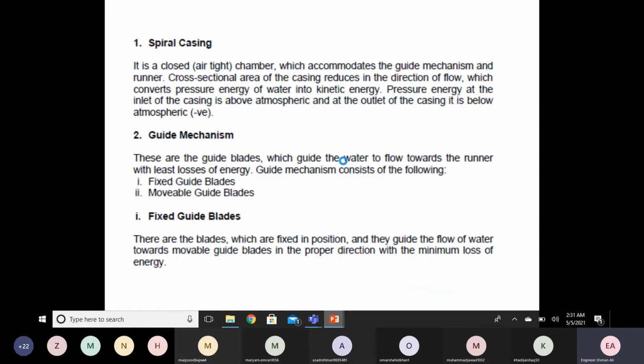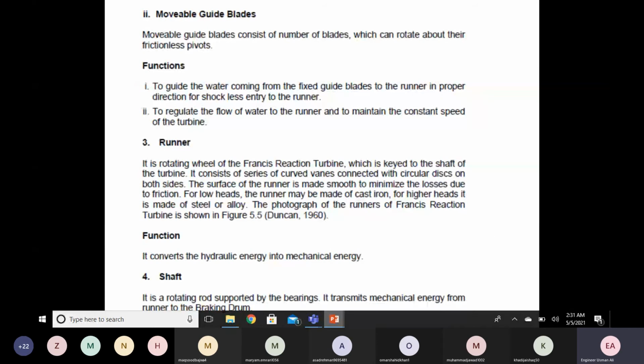Movable guide blades consist of number of blades which can rotate about their frictionless pivots. Function is to guide water coming from the fixed guide blades to the runner in proper direction for shockless entry to the runner. So these movable guide blades, they guide water to the runner. To regulate the flow of water to the runner and to maintain the constant speed of turbine. So this is the main component, main part to play for the movable guide blade.